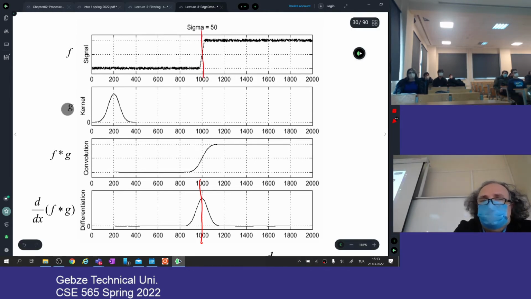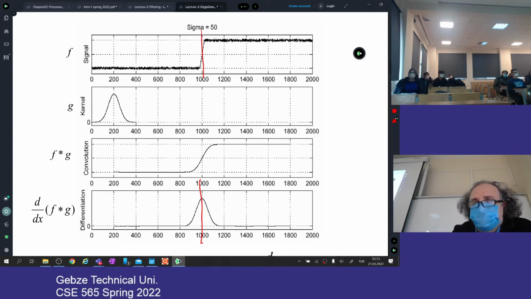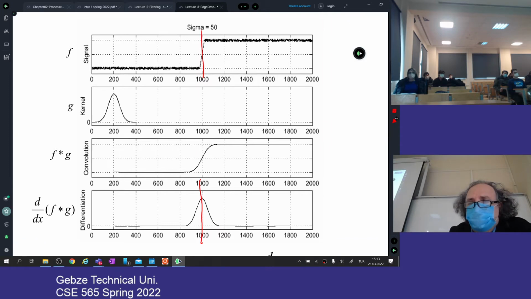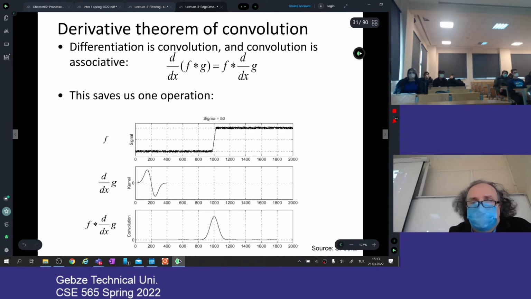Take this image, smooth it with a Gaussian using this convolution operation, and take the derivative of it, and the peaks will give you the correct edge place. Of course, how much smoothing I should apply changes from application to application, and we are going to see that.